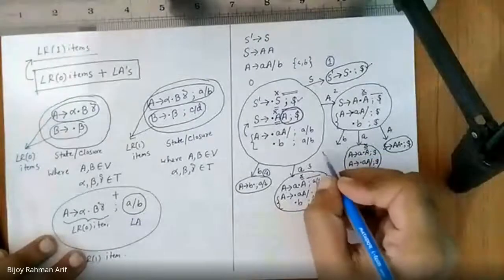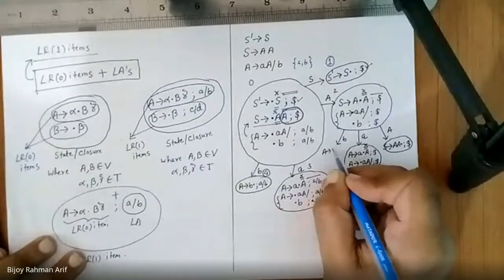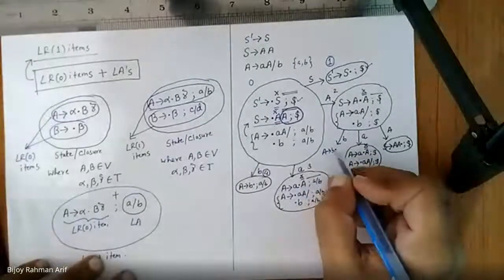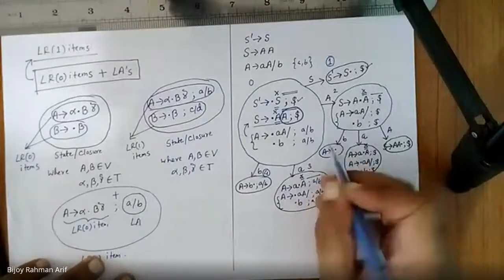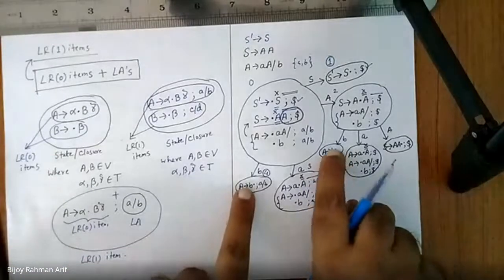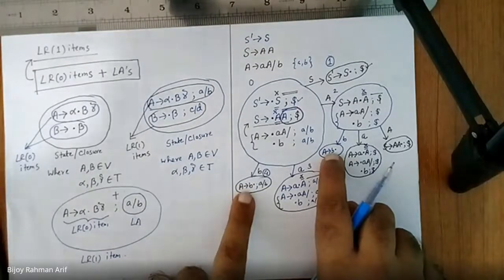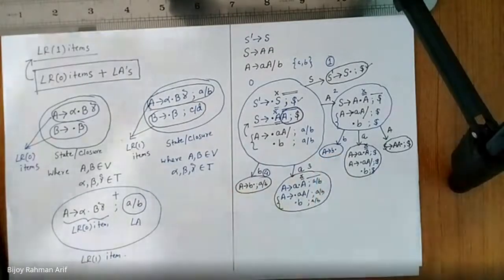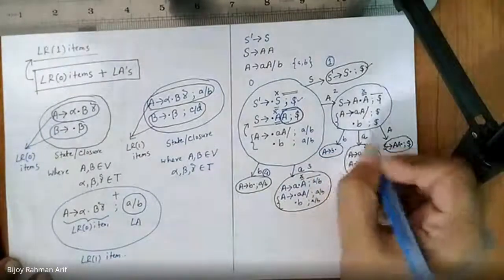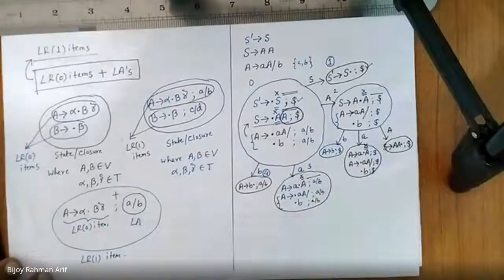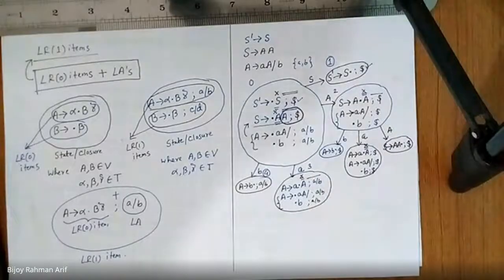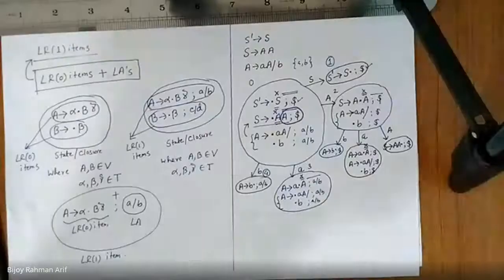Now shift on B. What do you get? A derives B dot. Again, you might think that this one and this one are the same. Yes, if they are actually LR0 items, they are the same. But because we are not considering LR0 items, we are also considering LR1 items. So we have to also check the look ahead. Now, look ahead is different. Here it is dollar. Did you get the point? Okay, all right.